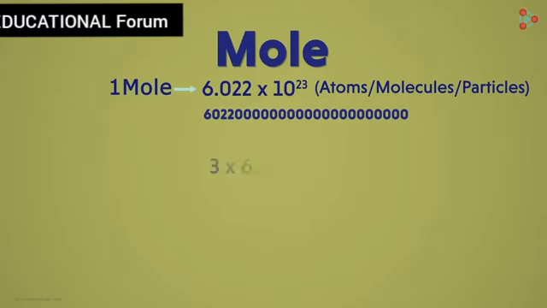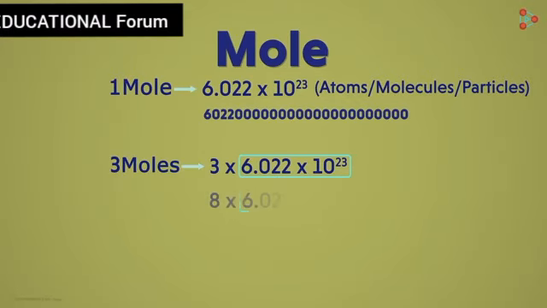Now let's say we take a substance which has 3 times the number of particles here. Then we say that this is 3 moles of this substance. And what if we have a substance which has 8 times the number of particles here? That's correct. It will be 8 moles of that substance. That's the basic concept of a mole of any substance.